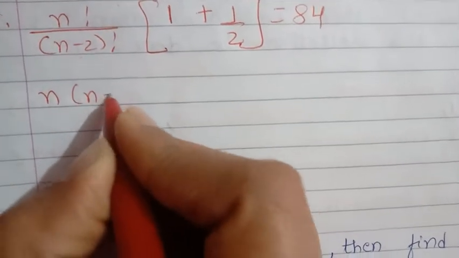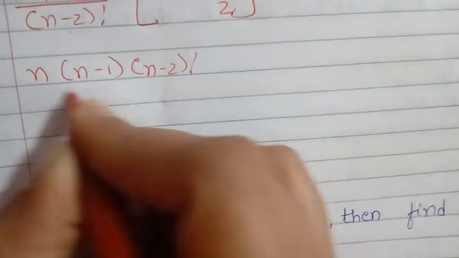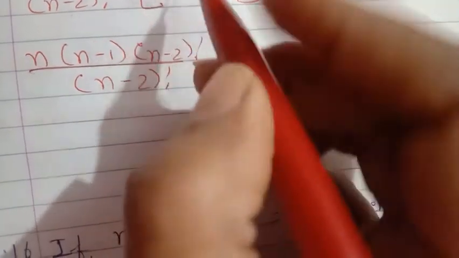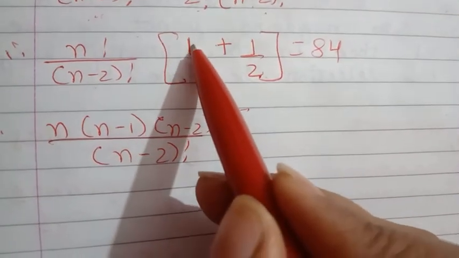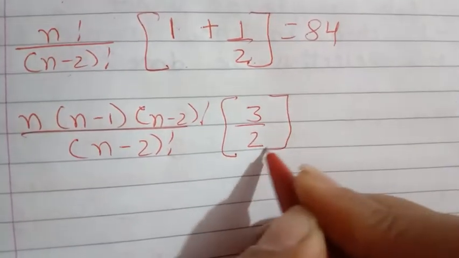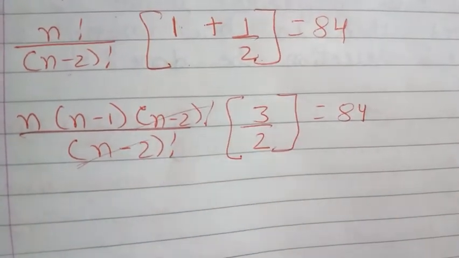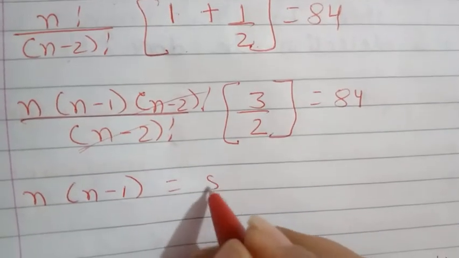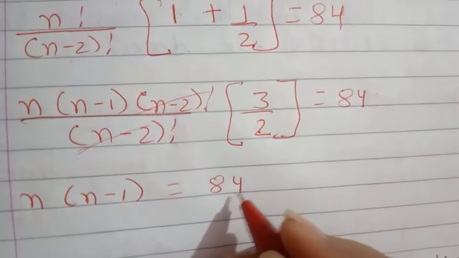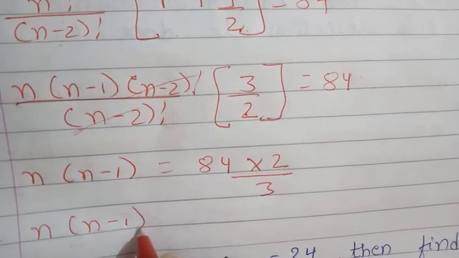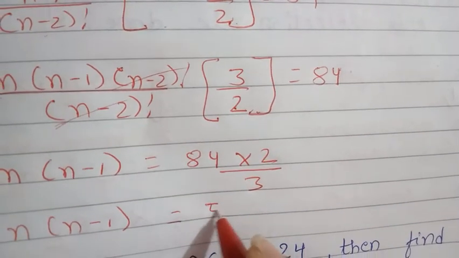Therefore now we will expand it, that is n into n minus 1 into n minus 2 factorial, and here also n minus 2 factorial. Now here we will take out the LCM, so it will be multiplied with 2 in numerator and denominator, so it will be 2 plus 1, so it will be 3 upon 2, that is equal to 84. Now n minus 2 factorial and n minus 2 factorial will get cancelled, so therefore now we are left with n into n minus 1 is equal to 84. Now this will go here in multiplication, so 84 into 2 upon 3, so therefore n into n minus 1 is equal to, now this we will solve, so we will get 56.